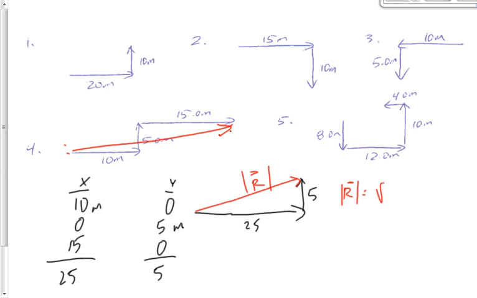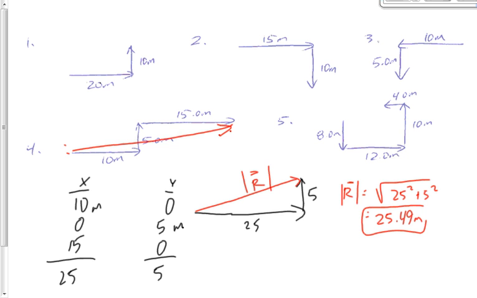It's the square root of 25 squared plus 5 squared. That's going to be the square root of 650, which is going to give you 26, something like that. 25.49. Is that okay? How many people got that 25.49? Good.